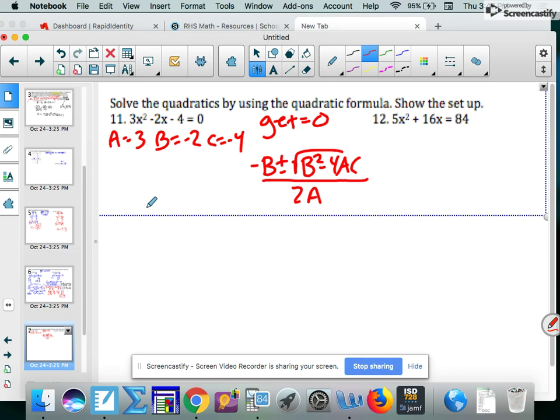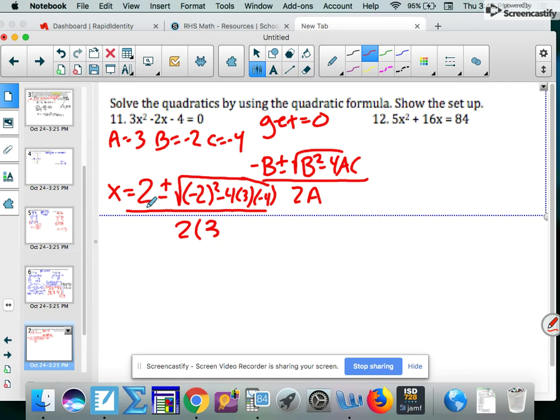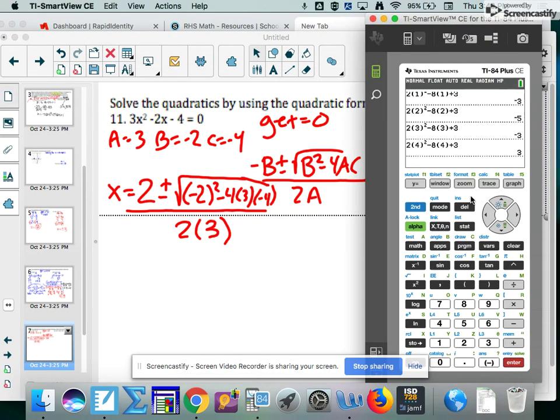So I'm gonna do -b turns into +2, plus or minus square root. Make sure you use parentheses around that. -4 times 3 times -4, all over 2 times a, which is 3. My suggestion, I know people have different calculators and some calculators do it better. I put all of this without the square root in my calculator first. So I do -2 squared minus, make sure you use the minus sign, 4 times 3 times, and then -4.